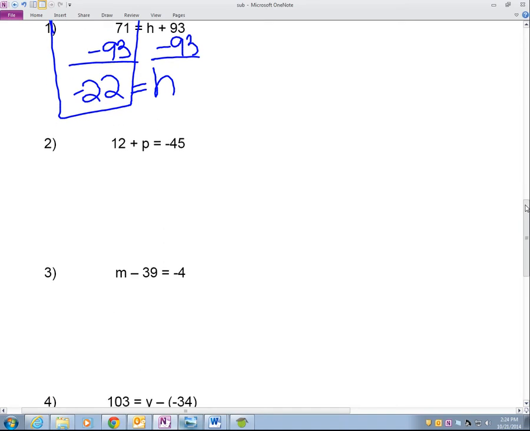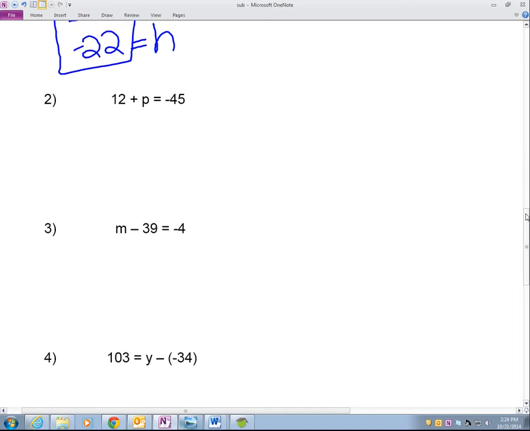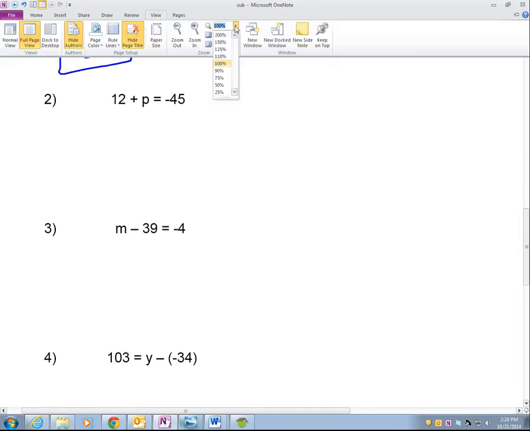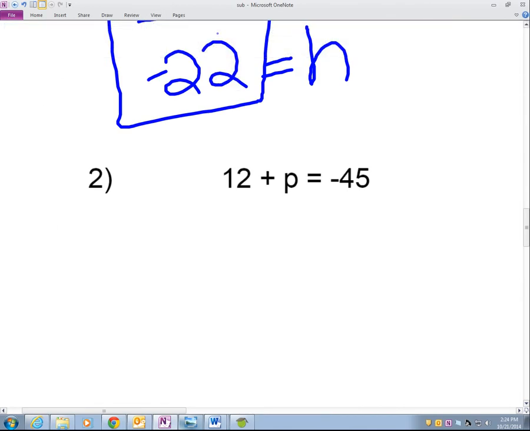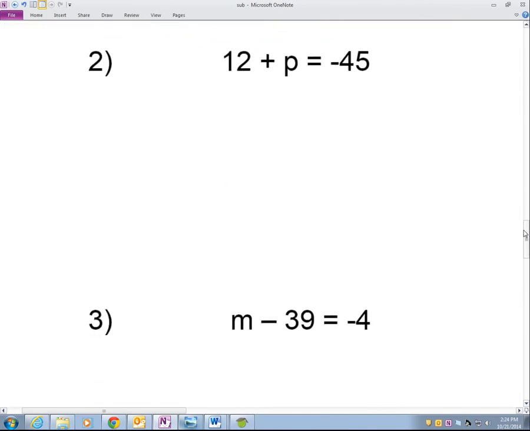Now, we have the variable on the other side again. 12 plus p equals negative 45. What's the first thing that we think about? Getting rid of the 12. Even before we recognize that, we have to say, what is being done to the variable that we have to undo? What is being done to the variable? So here's our variable. What is being done to it that we need to undo?